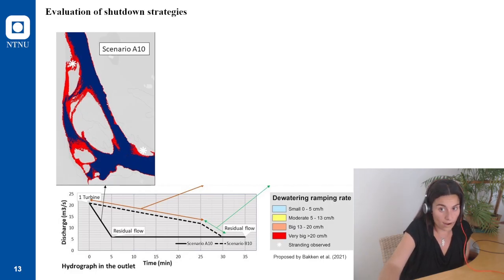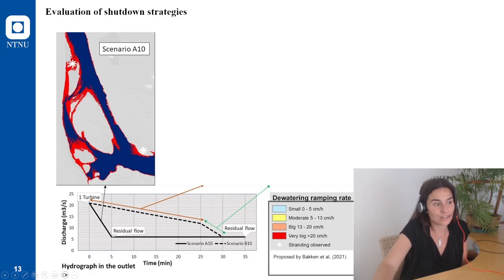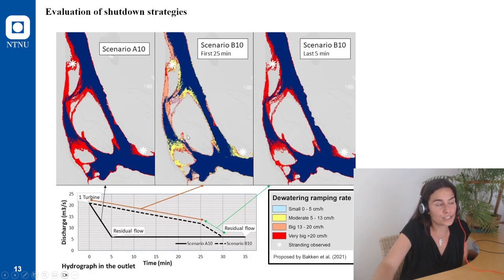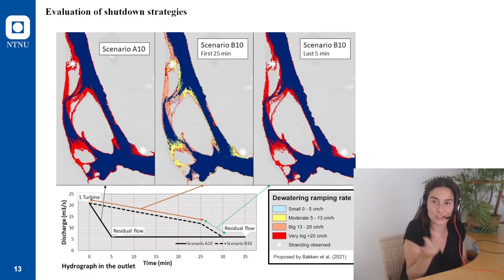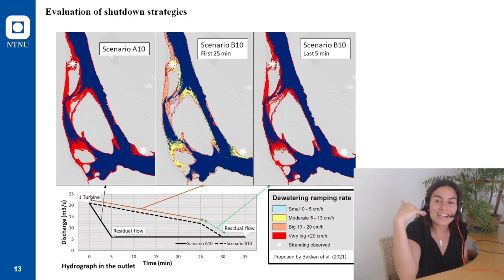So we observe that for the shutdown scenario in 5 minutes, the dewatering rates are very big. While for our alternative scenario, this one in 30 minutes, we find two things. First, in the first 25 minutes, the dewatering rates are really decreased. But in these last 5 minutes, which have been shut down suddenly because of the hydropower mechanical turbine constraints, the dewatering is still quite big. So that means that these mechanical constraints still might have an effect in the river.